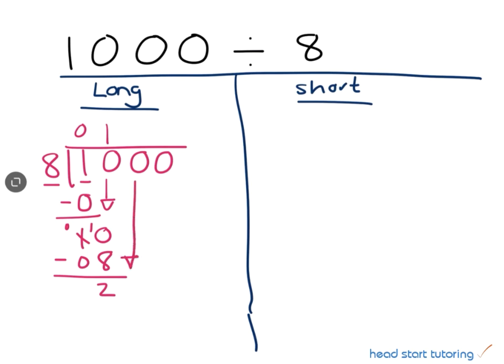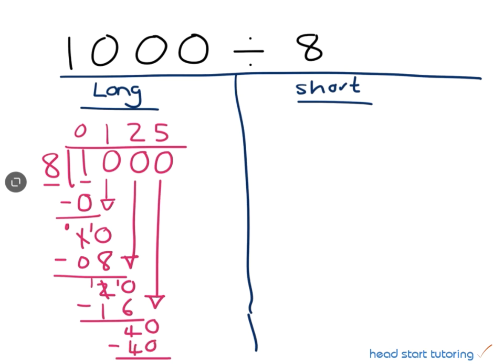We bring down our next 0, our next number. 8 into 20 fits twice. 2 times 8 is 16. 20 minus 16, we need to borrow, and that's 4. 8 into 40 fits 5 times perfectly. So we can see that 5 times 8 is 40, and we don't have anything remaining. So our answer to 1000 divided by 8 is 125.